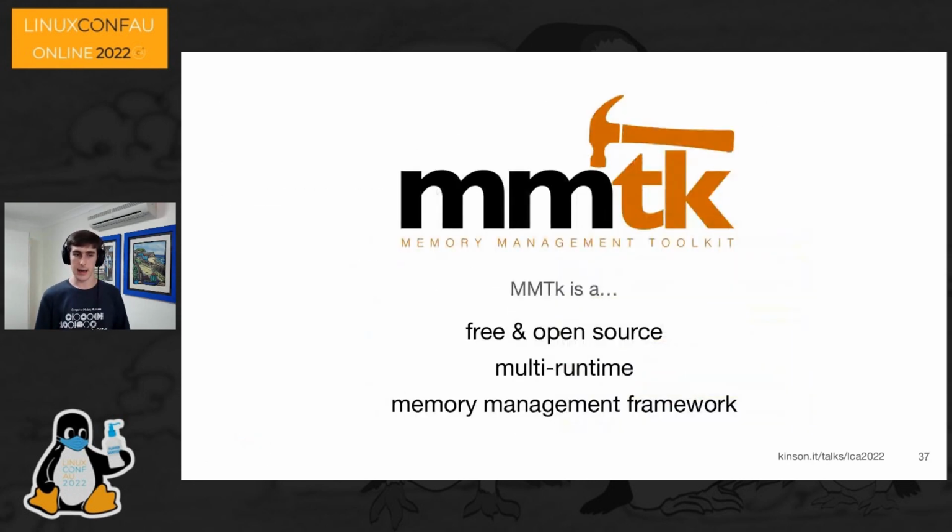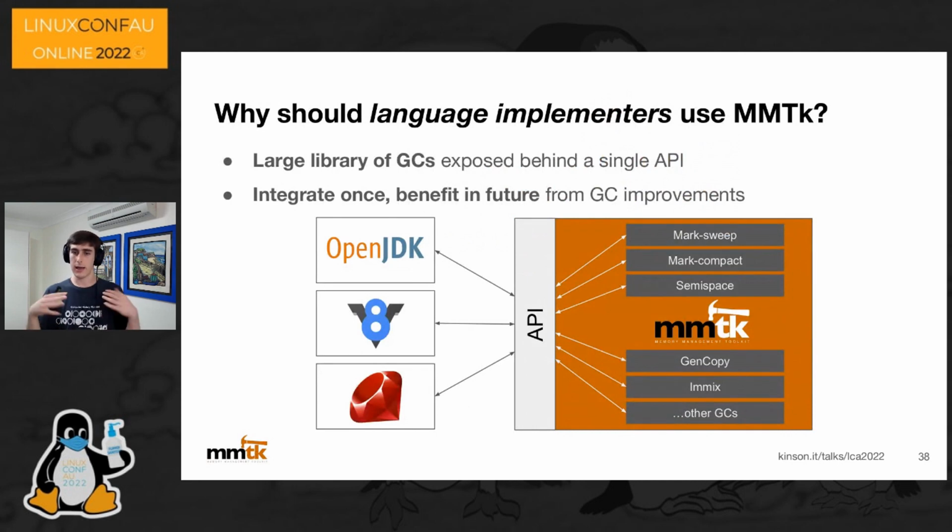These GC algorithms are exposed behind a single bidirectional API. Now, the advantage of this for language implementers is you only have to implement this API once, and then in future, you can benefit from any and all improvements that occur to these garbage collection algorithms. So all these software engineering challenges that I talked about beforehand, yes, we can't make them disappear, but if we go through the hard work of implementing an interface for a garbage collector once, we won't have to deal with these problems again in the future. So this is really powerful and enables long-term innovation on GCs.